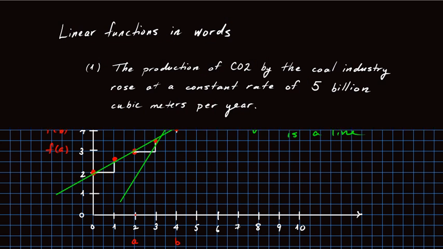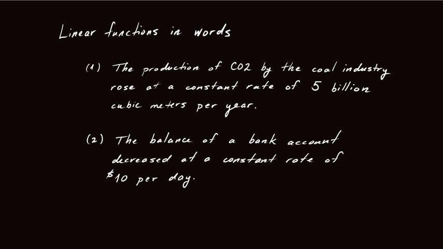Let's think about words. What happens with linear functions when described in terms of words? Here are two examples. In the first one, the production of CO2 by the coal industry rose at a constant rate of 5 billion cubic meters per year. Why is this a linear function? Well, the key words here are constant rate, because if we have a constant rate, we have a constant average rate of change, and constant average rate of change means linear function. So having a constant rate is a linear function.